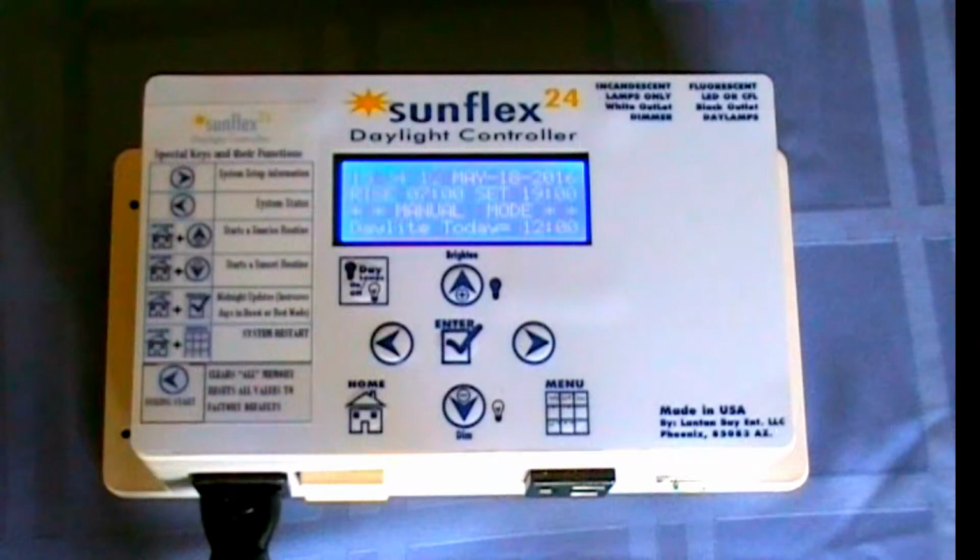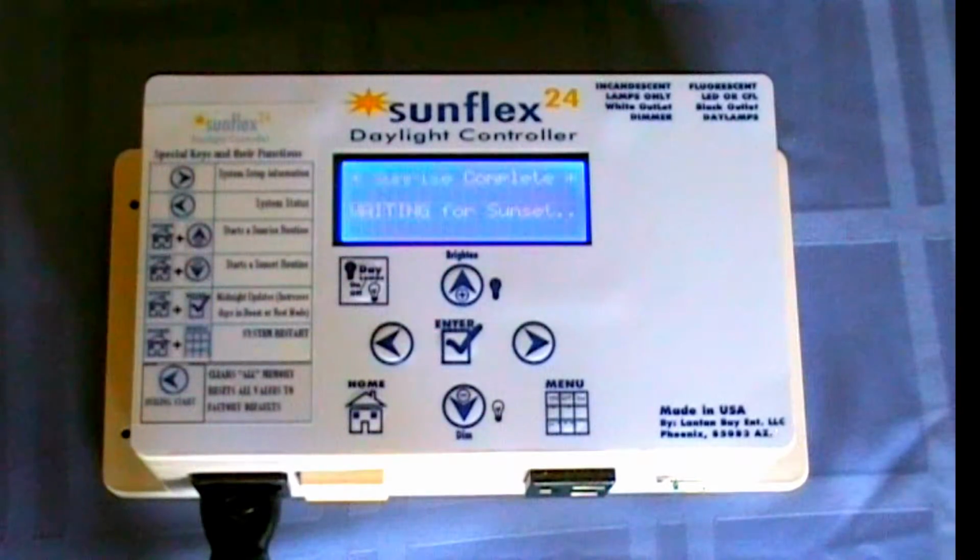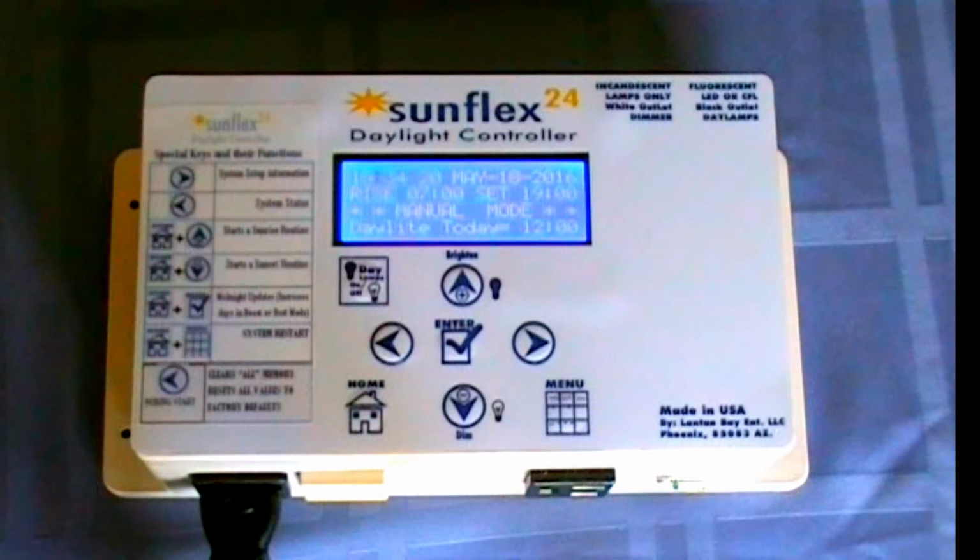Example: the lights went out at 10 o'clock in the morning. The lights came back on at 10:30 in the morning. The system knows that the day lamp should be on because it's daylight time.